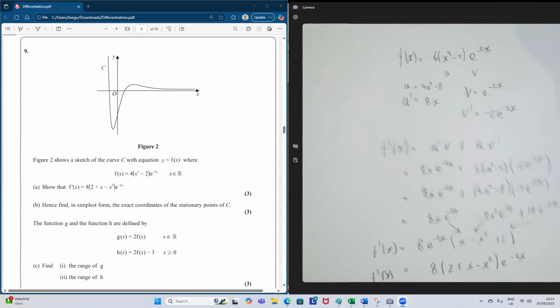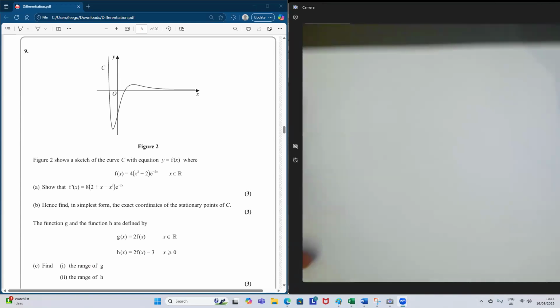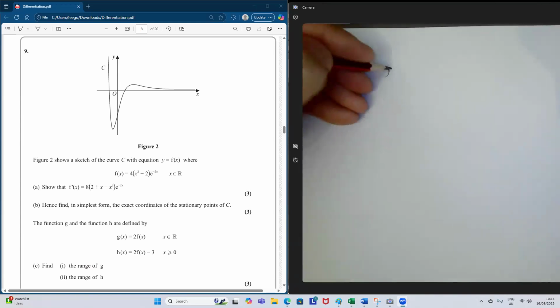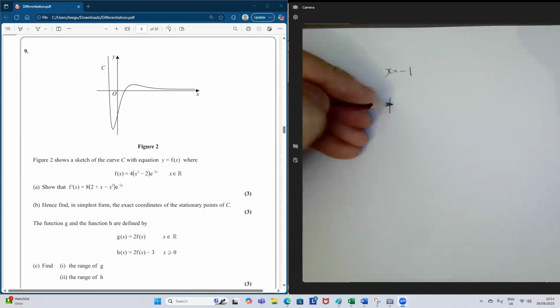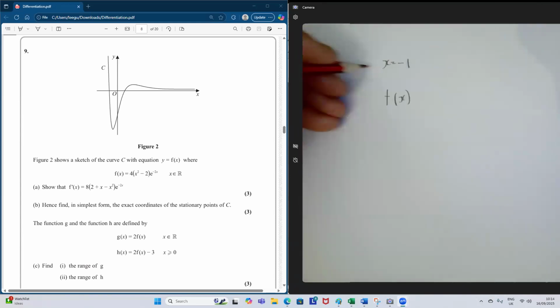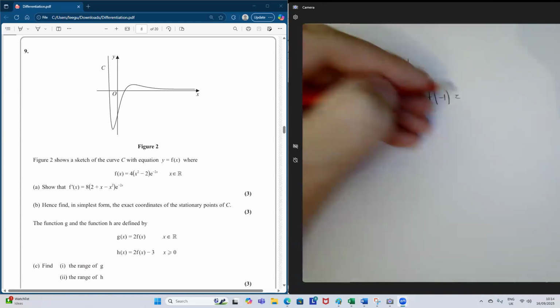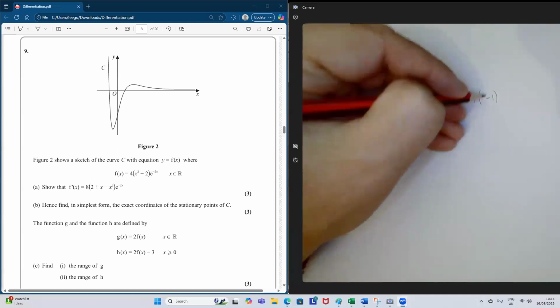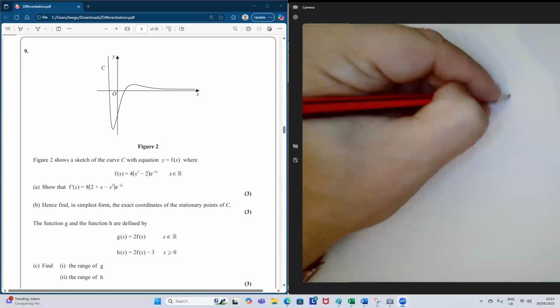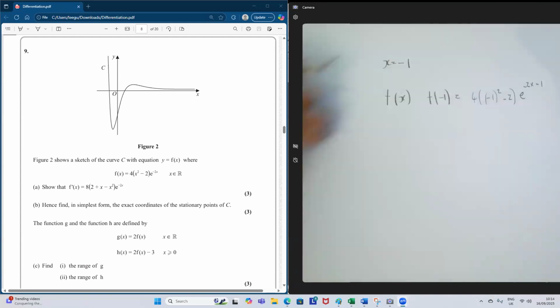So let's do that now. We're going to look for the corresponding y values that match them. The first one we had was when x was equal to minus 1, so that needs to go into our f of x. So we need to work out f of minus 1. So f of minus 1 is going to be 4 times minus 1 squared, minus 2, times e to the minus 2 times minus 1.